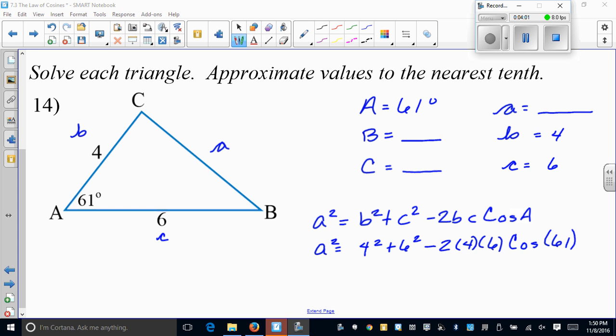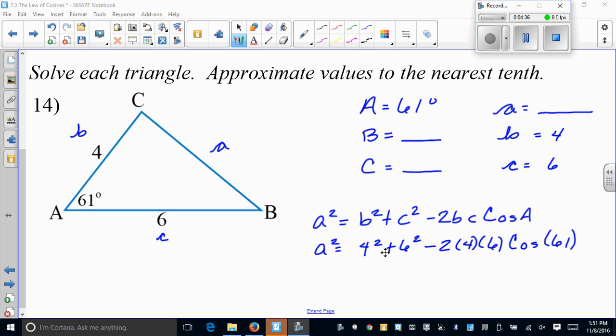Number one mistake that's made on this one is students will put all of this in, hit enter, and then do times cosine of 61. But the 4 squared and 6 squared is not being multiplied by the cosine of 61. So do one or the other. Do 4 squared plus 6 squared, hit enter, and then do minus the 2 times 4 times 6 cosine of 61. Honestly, just throw it in the calculator, don't stop: 4 squared plus 6 squared minus 2 times 4 times 6 times cosine of 61.